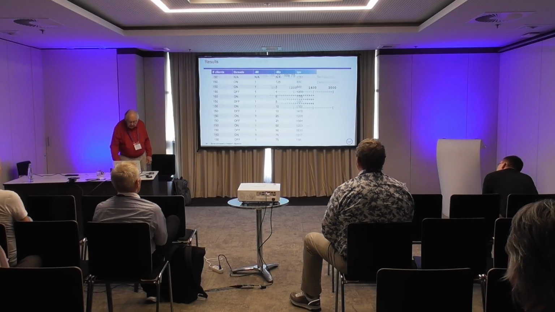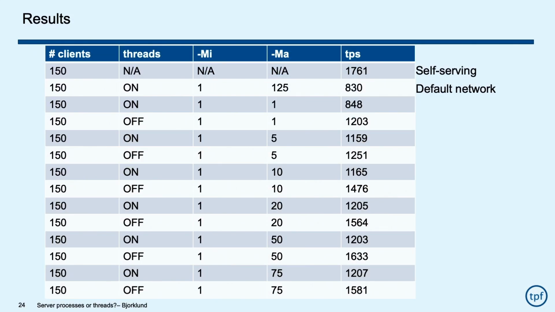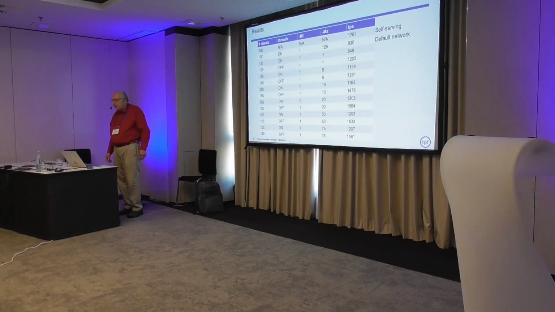Okay, so here's a chart that shows all those results. The top 2 lines, one is the self-serving client test that we started with, and then the next row is the one with the default network settings. And you can see that the default network settings aren't good, because as soon as you start changing them, you get better results.